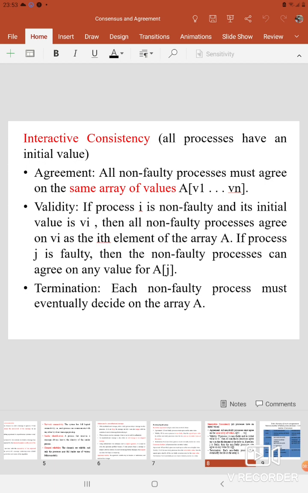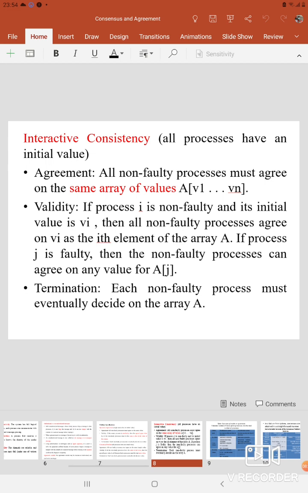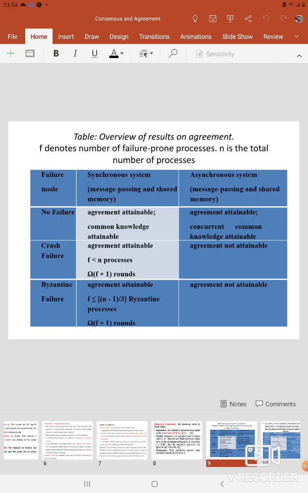That is, we are agreeing on the value Vi for the process Pi. So for all the processes in the array, the ith element must contain the value Vi. If the process is a faulty process, then you can store any value in that array. And termination: all the non-faulty processes must eventually decide on the array A.